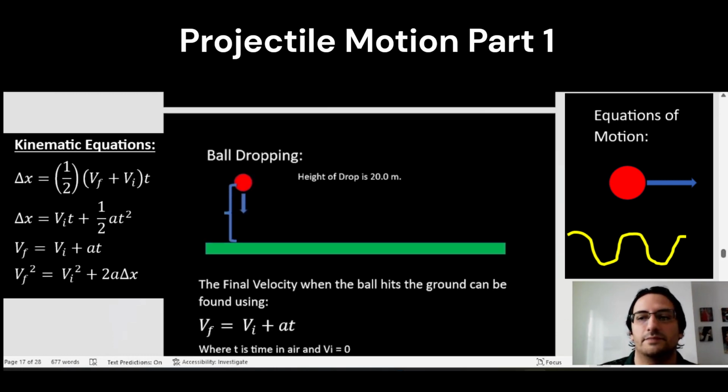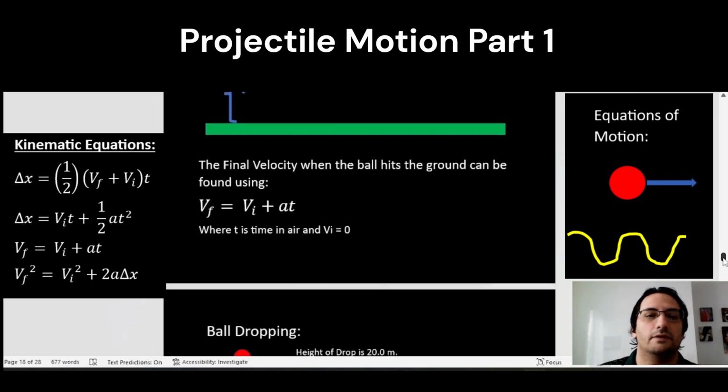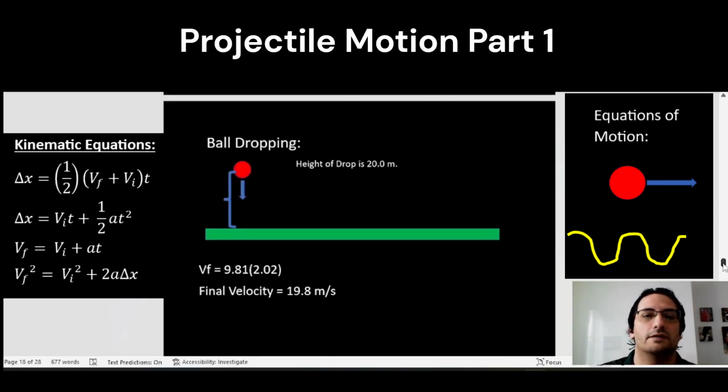Another thing that could be asked is what will be the final velocity when the ball hits the ground, which can be found using this equation. We know V initial is 0, and a is 9.81, so we find the final velocity to be 9.81 times the time in air, since it's just falling. Then you get the final velocity to be 19.8 meters per second.